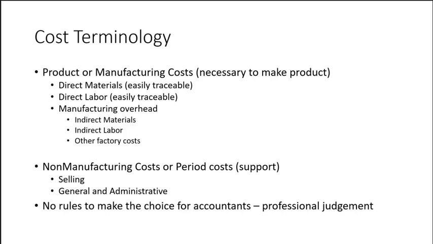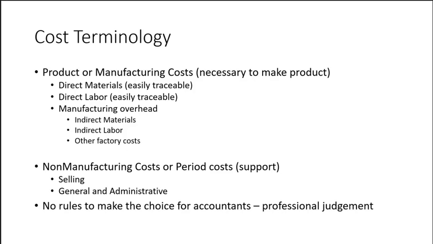Direct labor is the people who actually put it together, who mix the cookies, who sew the clothing, who assemble the bicycles. The cost to pay them is direct labor. And that's easily traceable in that we can literally watch them do it. We can see them make the product.